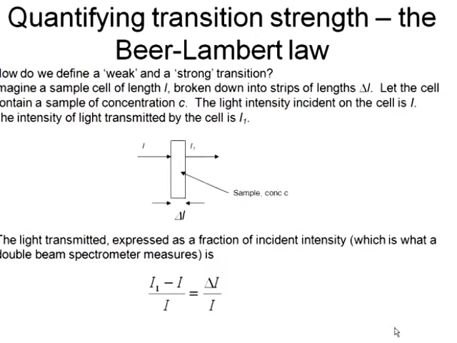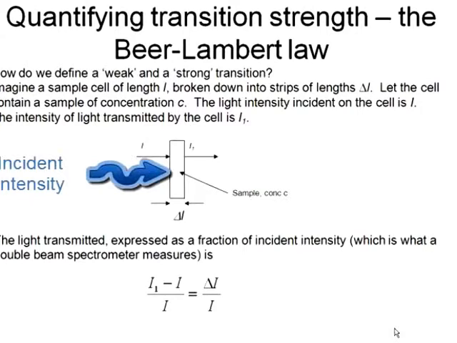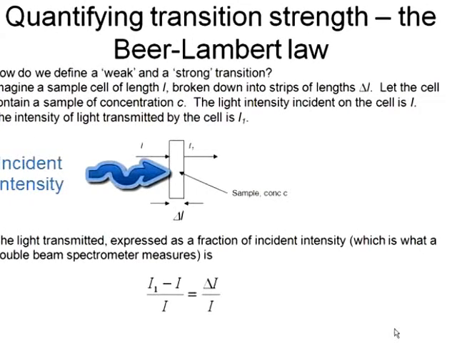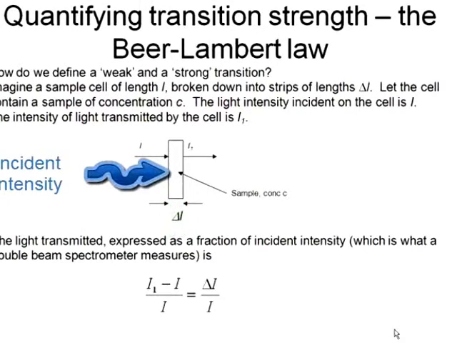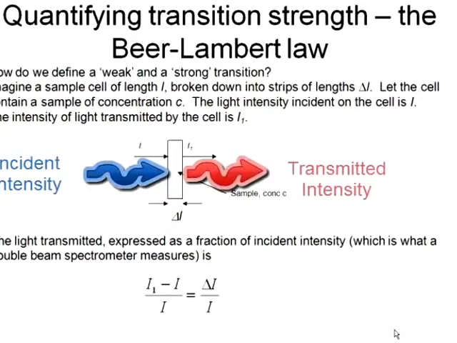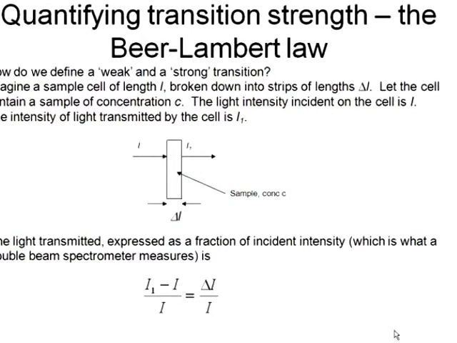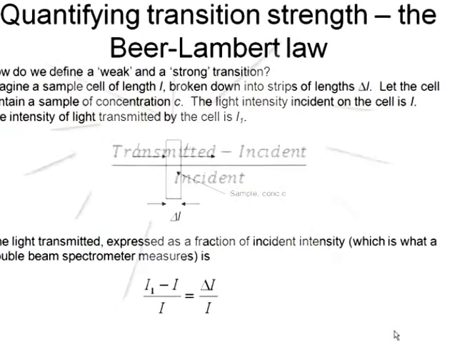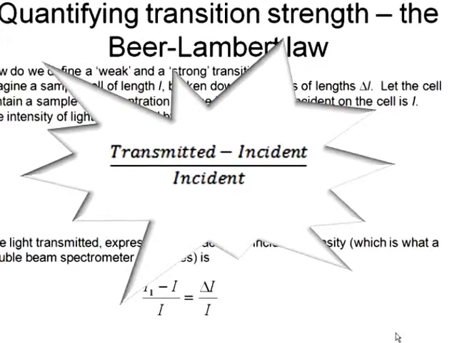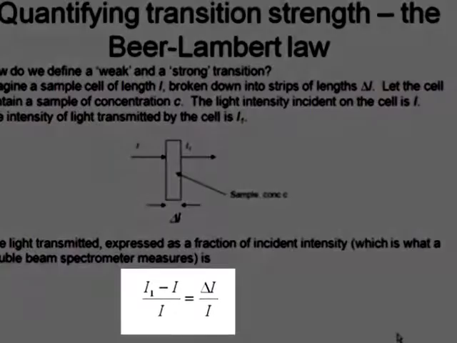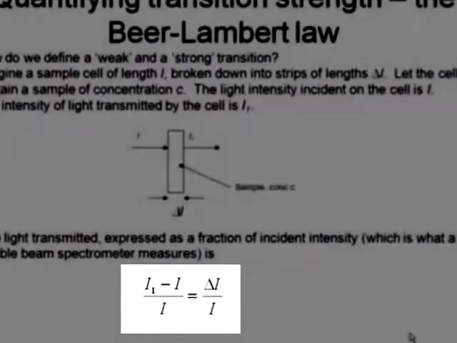So there's our sample, which has got some light coming in from the left as you look at it. It's hitting our sample, and then we've broken our sample up into lots of thin strips of length delta L. The light that's transmitted has intensity I, and the length of that cell is delta L. The amount of light transmitted is expressed as a fraction of the incident intensity. So we do I minus I0, transmitted intensity minus the incident intensity, and then we divide it by the incident intensity. And we call that delta I over I. That's the fraction of light transmitted by that thin strip of length delta L.